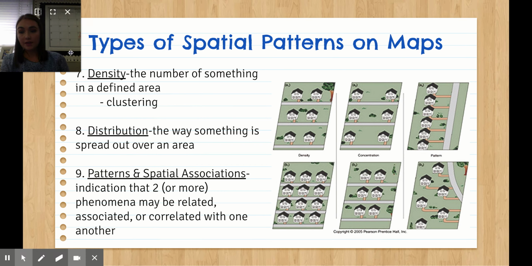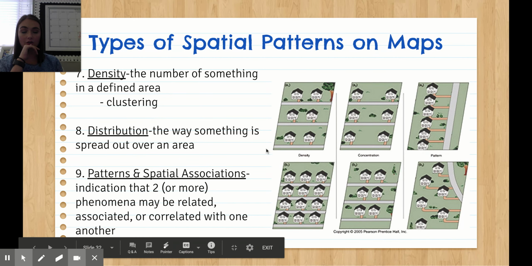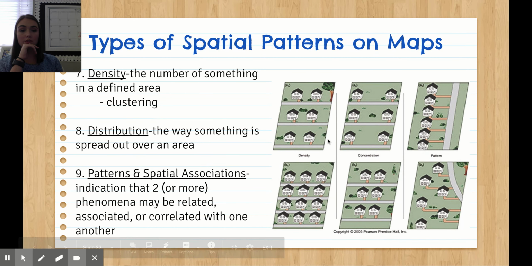The last few types of spatial patterns you will see on maps is density. So density is the number of something in a defined area. So if this is 1 square mile, how prevalent are these houses? Like that's the density. And then are they clustered or are they spread out? You can also see distribution, the way something is spread out over an area. So you can also call that concentration.